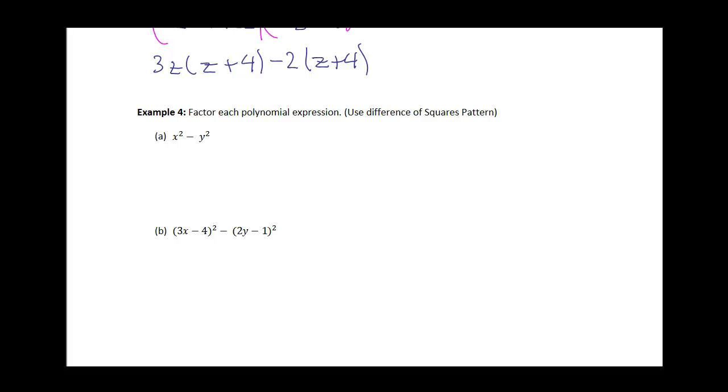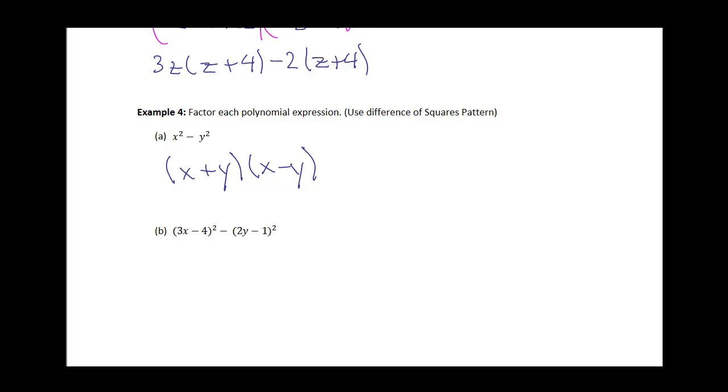Factor each polynomial expression. Use difference of squares pattern. So looking at part A, we have x squared minus y squared, which factors to x plus y and x minus y, which is a difference of squares because when we go ahead and distribute that, our central coefficient cancels out, leaving us with just x squared minus y squared.